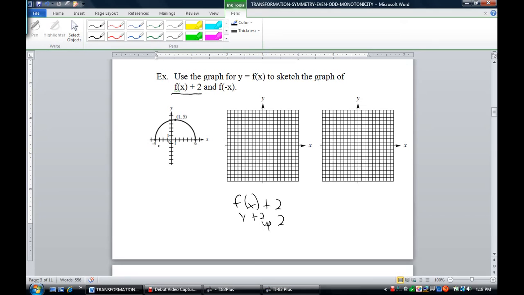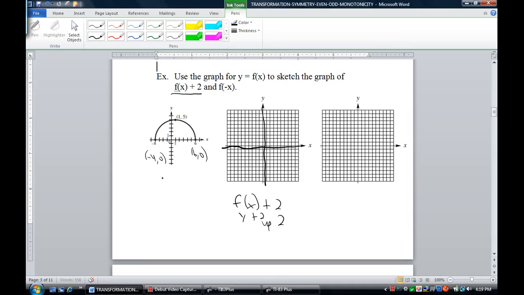So here's what I would do. See this point over here? This is negative 4, comma 0. This point is 1, comma 5, and this point is 6, comma 0. So all I'm going to do is take these 3 points, because these are just basic points to look at, and take the y values and add 2 to them. Well, if I could draw a straight edge a little bit better. Yeah, you get the idea.